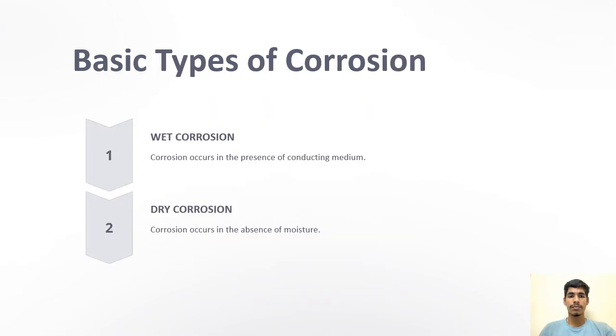Next, basic types of corrosion. There are basically two types of corrosion we will study in this video: wet corrosion and dry corrosion. Wet corrosion is the corrosion which occurs in the presence of a conducting medium, and dry corrosion is the corrosion which occurs in the absence of moisture.